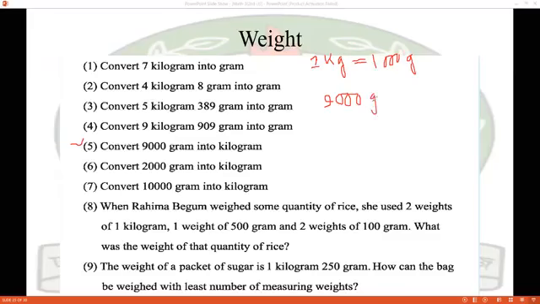So at first we write 9,000 gram is equal to 9,000 divided by 1,000. Obviously you have to write kg because it is converted into kg, because we divided by 1,000 gram. So when we divide by 1,000, the zeros vanish. So we get 9. So 9,000 gram is equal to 9 kg.